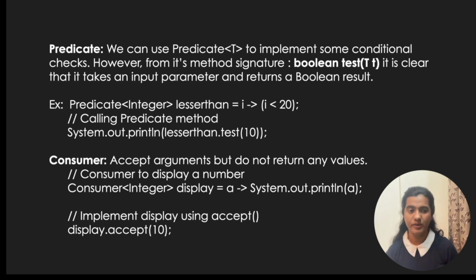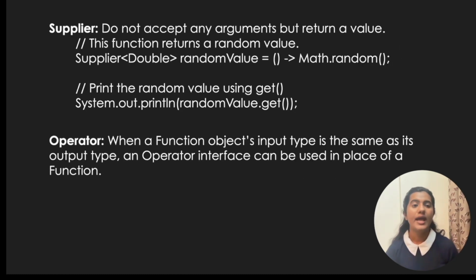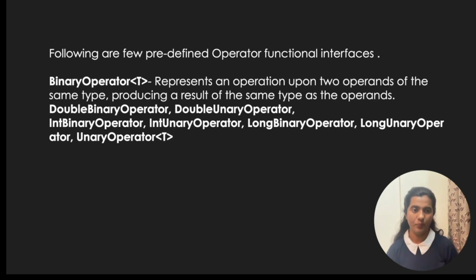Next is Consumer. As the name suggests, it consumes a value but does not return any value. We can execute it using the accept function. Next is Supplier. Supplier returns a value but does not accept input. Then comes Operator. It comes in a function when the object input type is the same as its output. There are different operators. First is BinaryOperator, DoubleBinaryOperator, and there are many operator classes that I have written here.